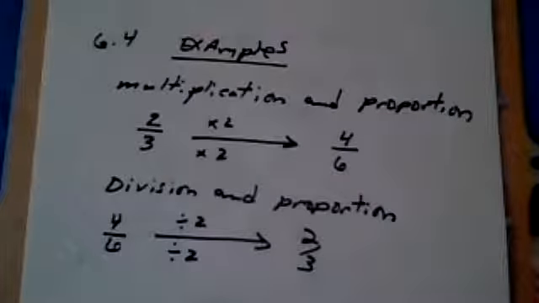The next one we use division. Divide the 4 and the 6 by a 2. So 4/6 is in proportion to 2/3.